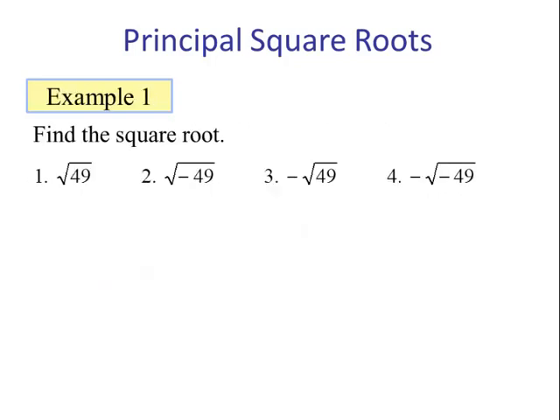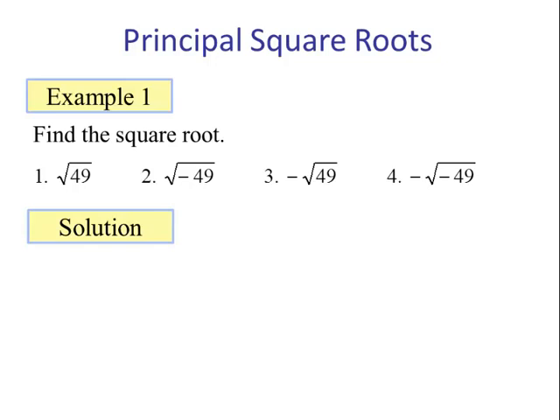Example 1. Find the square root. Number 1, square root of 49. Number 2, square root of -49. Number 3, negative square root of 49. And number 4, negative square root of -49.